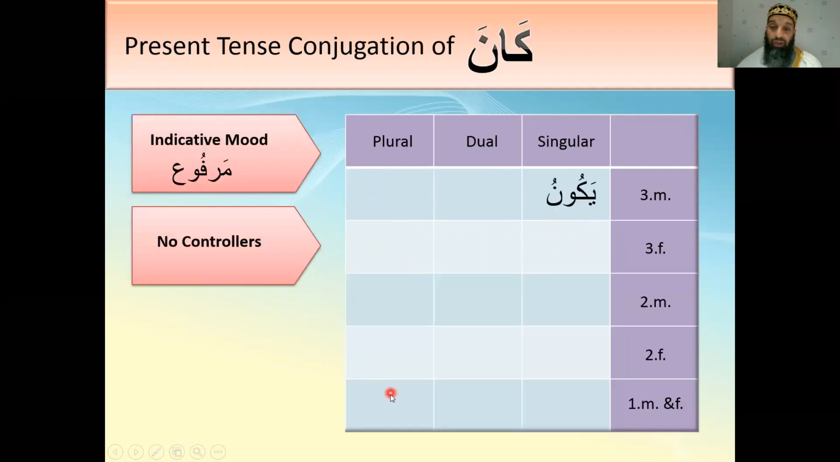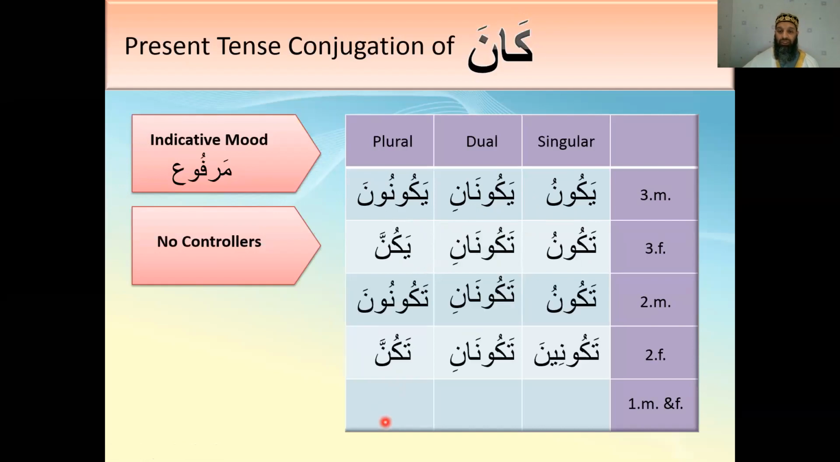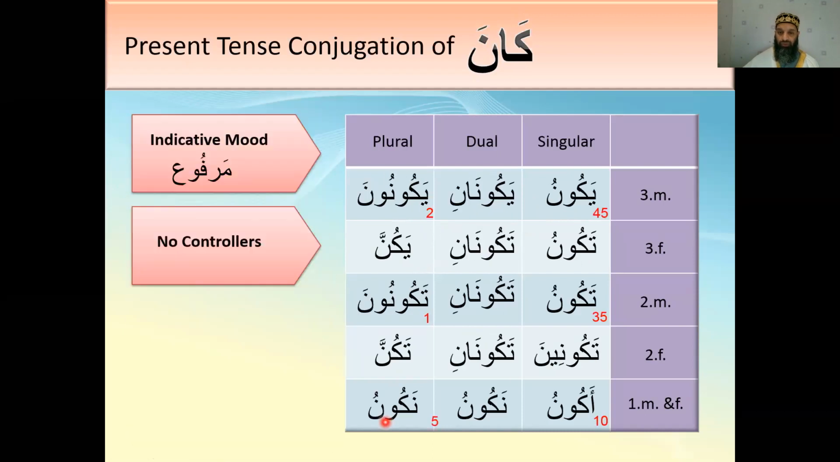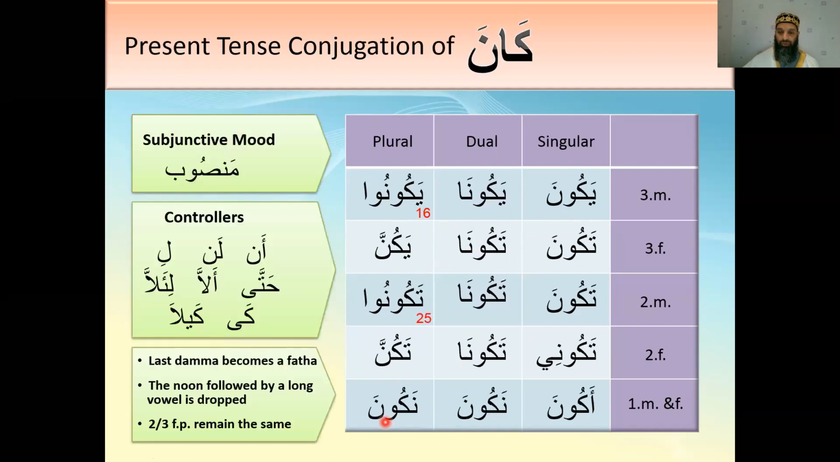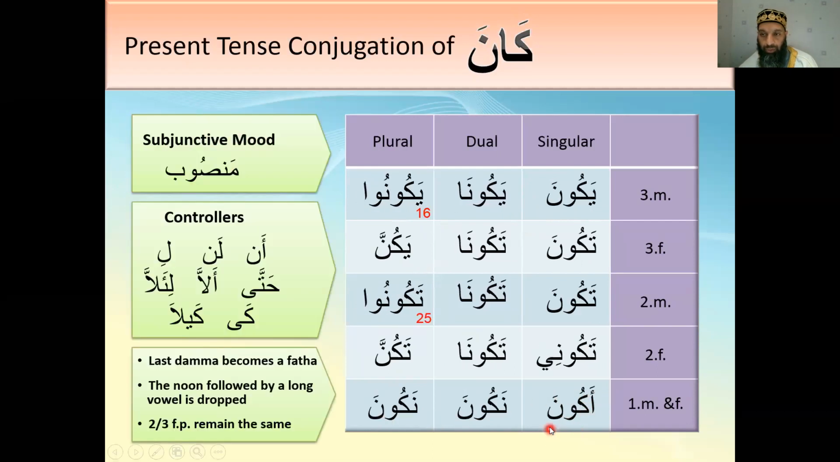And then we did the same for kana. So yakunu, yakunani, yakununa, takunu, takunani, yakunna. And that's all the table for that. We did the same. Look, what's happening? Noon's becoming sukoon. Yeah, akunu becomes akuna. Like, Kuna matata. Right? Kunu becomes... And look what happens in Majzoom land.